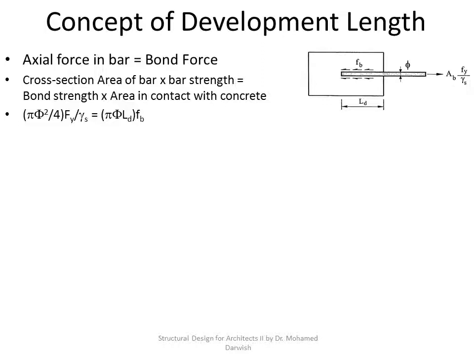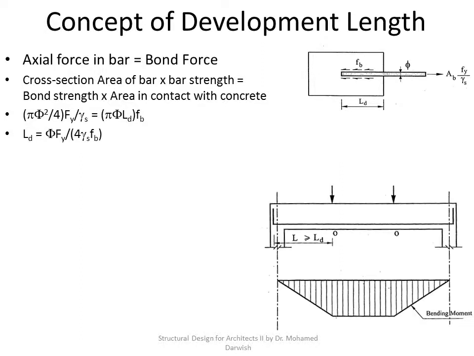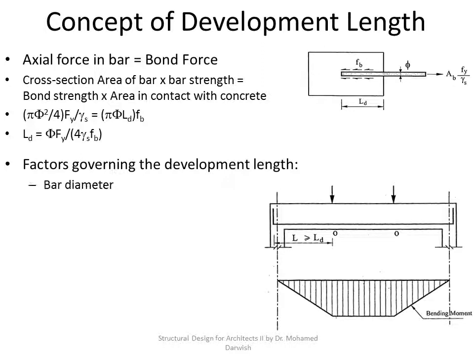So if we have this equation written in this manner, here we are having the area of the bar multiplied by the strength of the bar, equal to the contact surface area with the concrete multiplied by the bond strength of the concrete. We'll get this equation, and this is the development length. Of course, this involves a lot of numbers, a lot of calculations, but we'll have some rules that will help us.